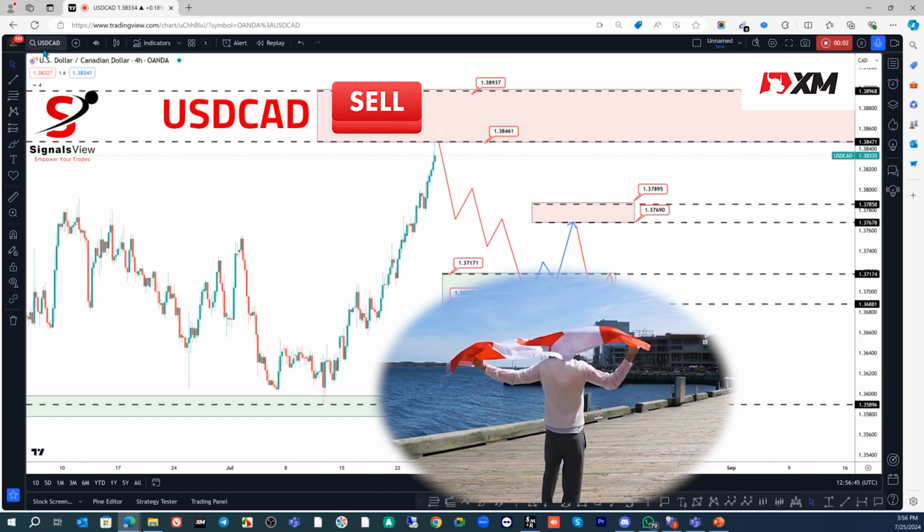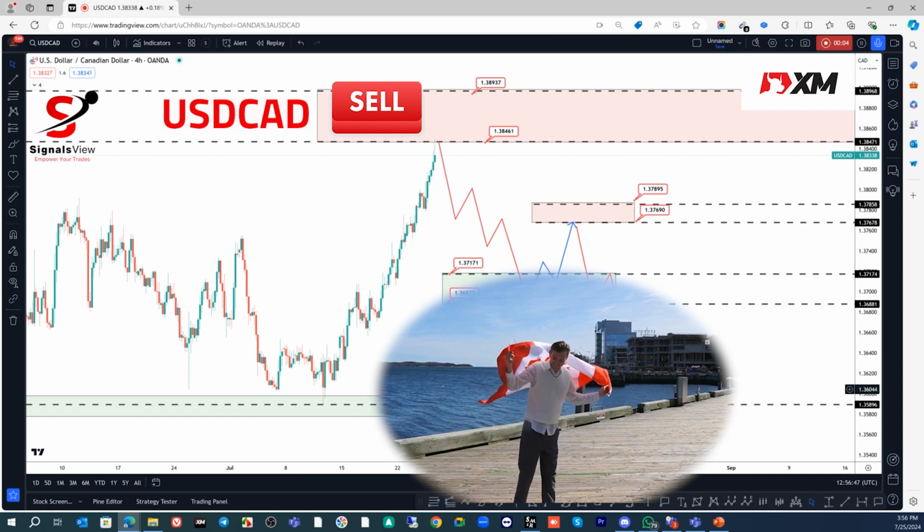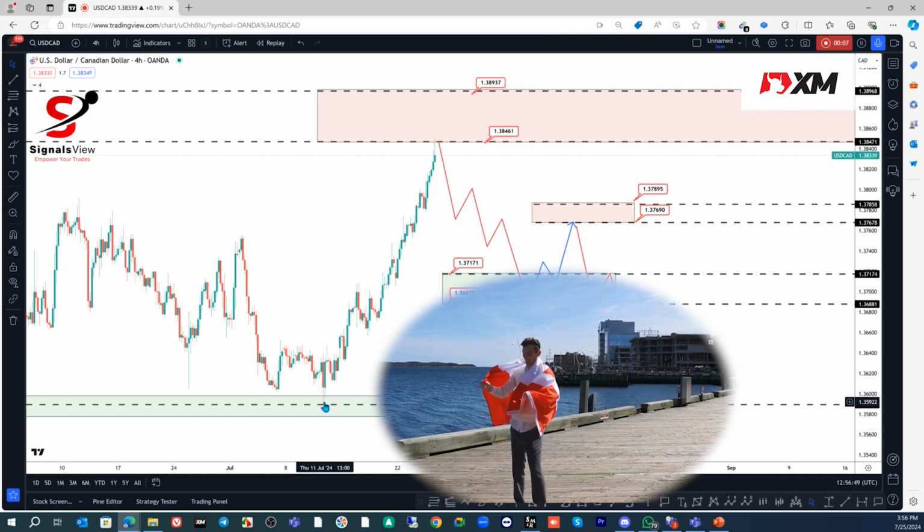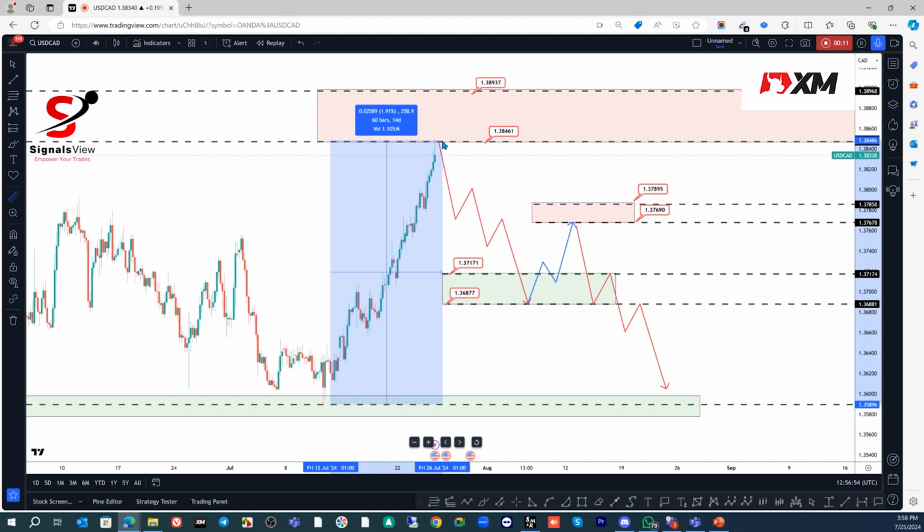So we're looking to sell the USD CAD. USD CAD rose from 1.3580 right here. That was strong support all the way up. So it rose almost 2% and 260 points.